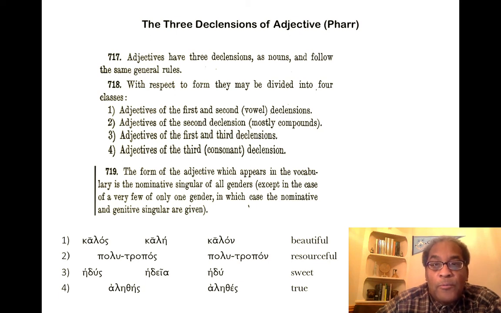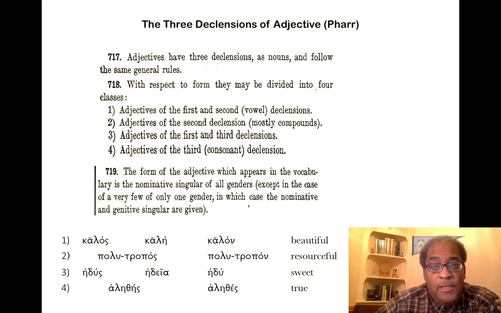718. With respect to form, they may be divided into four classes: adjectives of the first and second declensions, adjectives of the second declension, which are mostly compounds, adjectives of the first and third declension, and adjectives of the third consonant declension.